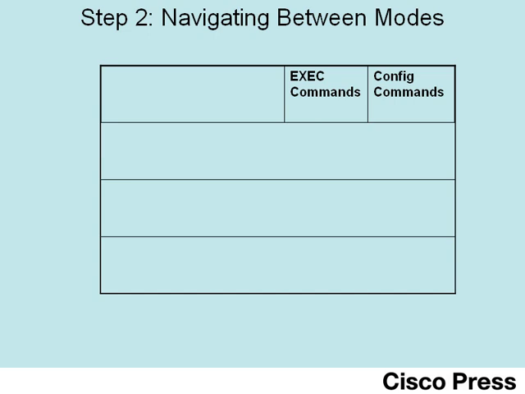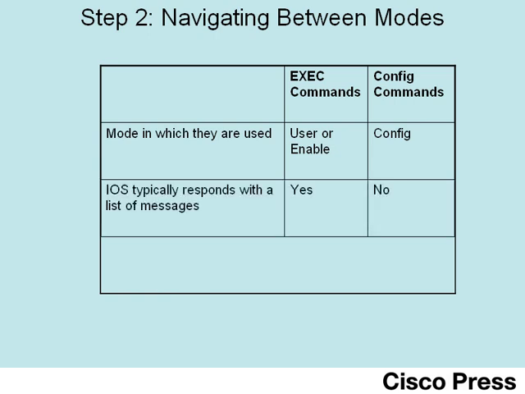Before we do that though, let's consider the types of commands you would use in each mode. There's 2 main styles of commands. One's called exec commands and one's called configuration commands. As you see here in the table, they've got some differences. First of all, exec commands are only used in user or enable mode, whereas configuration commands are only used in config mode. The main difference is the following. When you type an exec command, you expect iOS to give you some messages back. Typically these commands display information about what the router's doing. Whereas config commands, you don't get any messages in return.